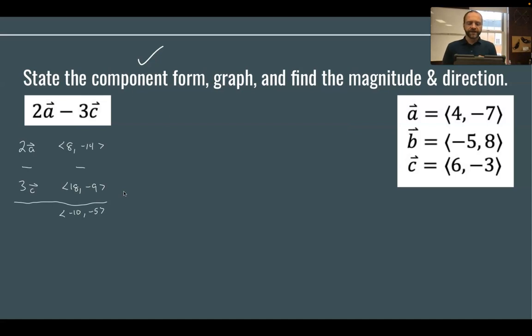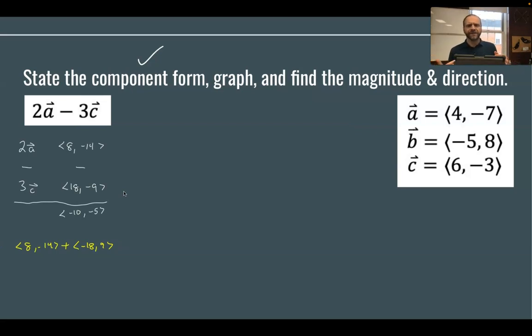And so I'll take care of this in, we'll say yellow. If I do twice A, it doesn't really change anything, 8, negative 14. But if I think of this as a negative 3 and distribute it, which would be negative 18, positive 9, then I have to change that to a plus sign. That would give me the same general setup, because 8 plus negative 18 is negative 10, and negative 14 plus 9 is negative 5. So either one of these works, and that takes care of our component form. That's the first thing we're being asked to do.